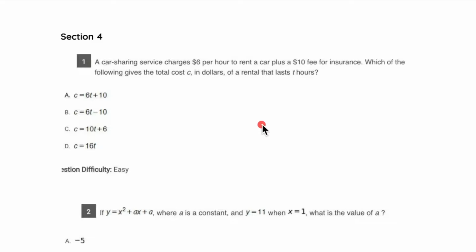A car sharing service charges $6 per hour to rent a car plus a $10 fee for insurance. Which of the following gives the total cost in dollars of a rental that lasts T hours? Anytime you see per hour, this is going to be your rate in the problem. And rate is always the slope of a linear equation. So if you have an equation in the form y equals mx plus b, and you see a rate per hour, that's going to be your slope.